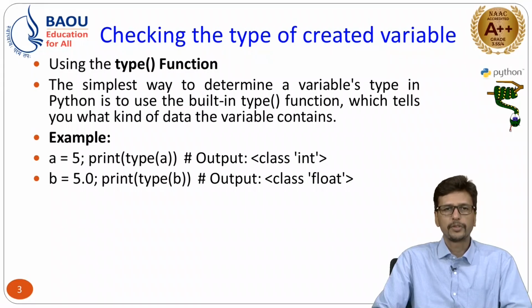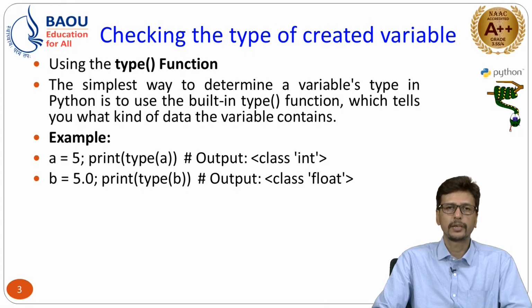If you write the statement print, then type of a, type is nothing but the inbuilt function in Python that will return which class the particular value you are assigning belongs to. So that 5 is an integer and belongs to the integer class. So here the output is class int.